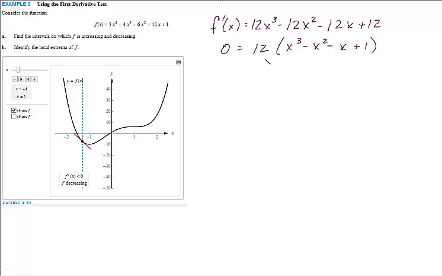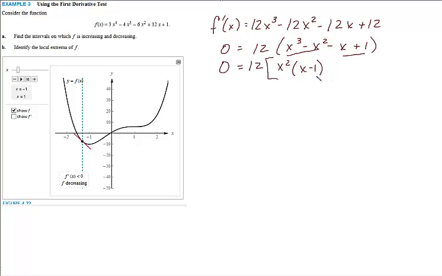And I am going to do something called factor by grouping here, because I need to know where this thing might be 0. So I'm going to look at these two factors, and I'm going to look at these two factors. And these two, I'm going to pull out an x. I'm going to do this here. X squared. And I have left an x minus 1.